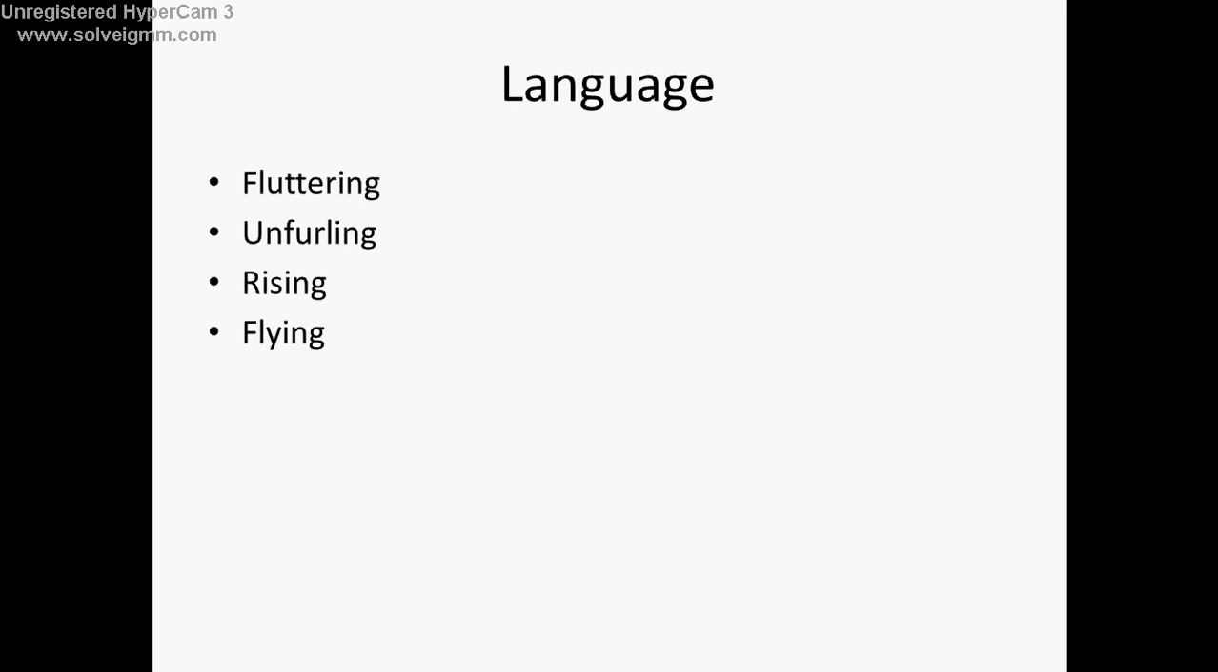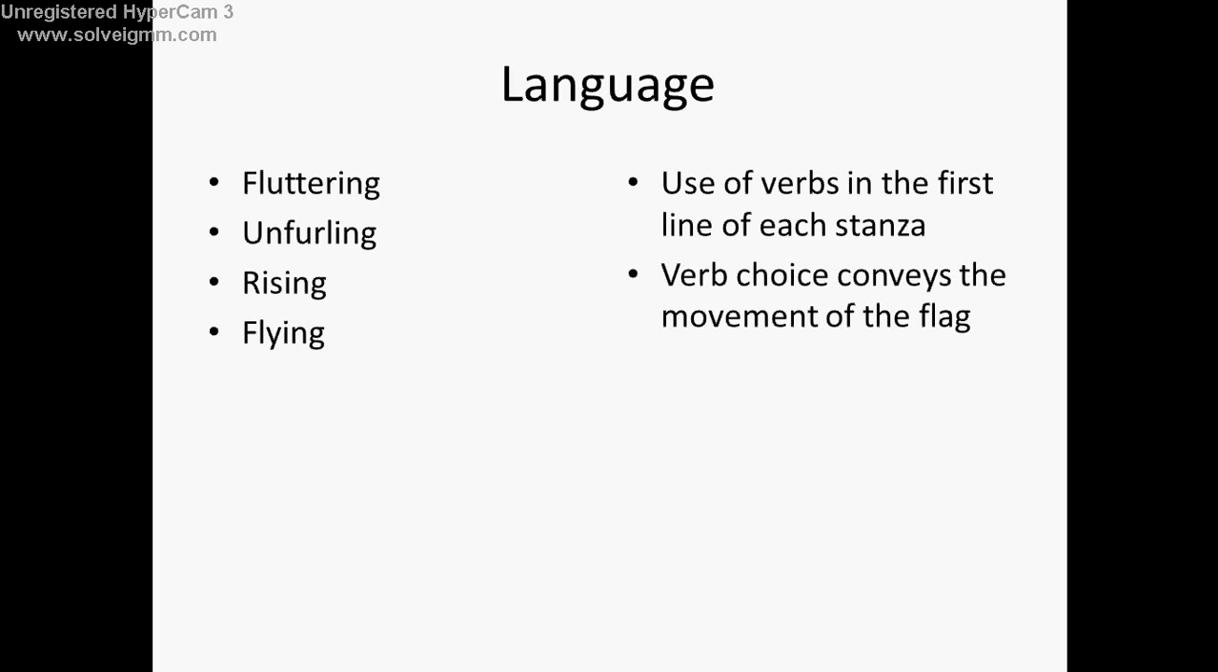Moving on to the L then of FLIRTS, the language, and I've picked out 4 words to use as evidence. And these words come from the first 4 stanzas, and they're in the first line of each stanza: fluttering, unfurling, rising, and flying. And you'll notice that I've picked out verbs. These are all verbs that John Agard uses. And of course, verbs are actions, so they're showing movement, the movement of the flag. At first it is fluttering, then it's unfurling, then it's rising, then it's flying.